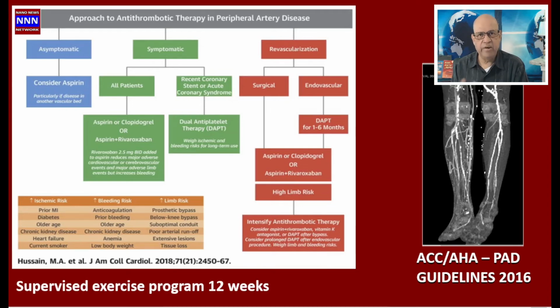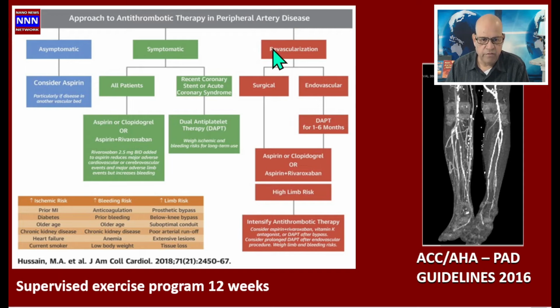When we are dealing with the guideline-directed medical therapy, of course, we're going to be addressing the risk factors in a minute, but these patients, if they are asymptomatic, we can consider aspirin, which is an antiplatelet agent. In symptomatic patients, all patients, they need to be on aspirin or clopidogrel, either one of them, or they could be on aspirin and rivaroxaban. Whereas if they have recent coronary stent or coronary syndrome, obviously they are going to be on dual antiplatelet agents, and those agents should not only be helping with the stent, but it should also help with the peripheral arterial disease.